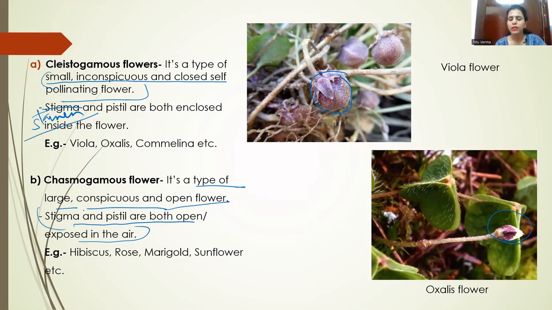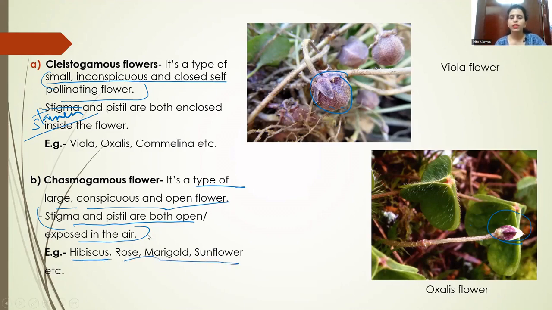All these flowers are chasmogamous flowers because in them the male and female reproductive organs, that is stamen and pistil, are exposed to the air. And in chasmogamous flowers generally cross-pollination or Geitonogamy takes place. Examples of chasmogamous flowers are hibiscus, rose, marigold, sunflower, etc.